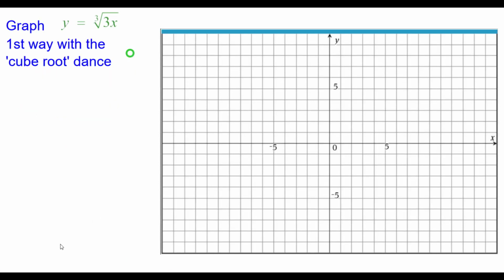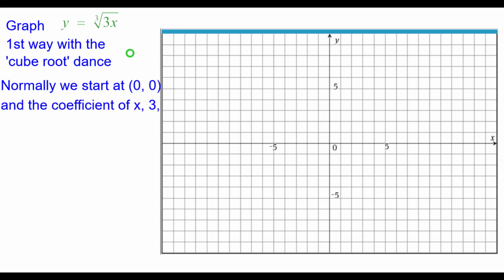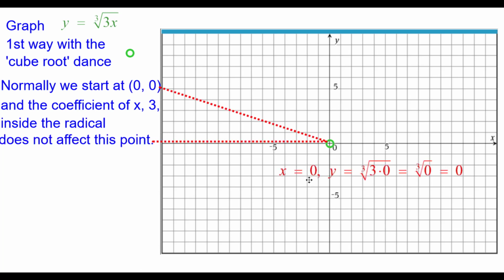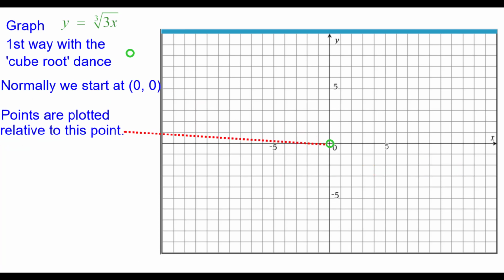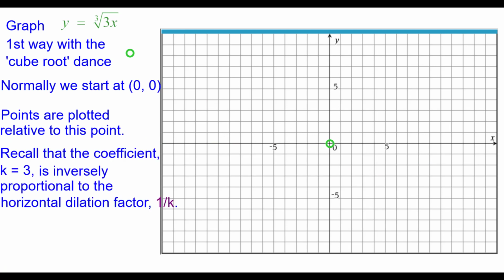Press pause as needed anytime during the video. The first way is with what we call the Cuberoot Dance. Normally we start at the origin, and the coefficient of x, 3, that's inside the radical, does not affect this point. As you can see, when x is equal to 0, y is equal to 0 also. Points are plotted relative to the origin. And recall that the coefficient k equals 3 is inversely proportional to the horizontal dilation factor. That is, multiply each x value by the reciprocal of k, which in this case is 1/3.